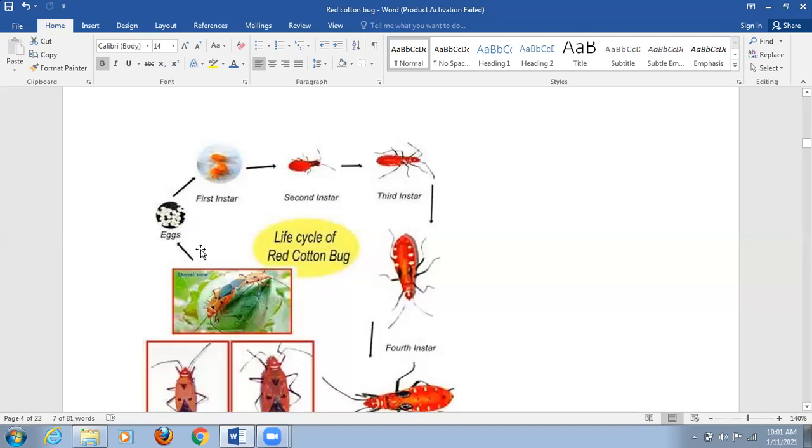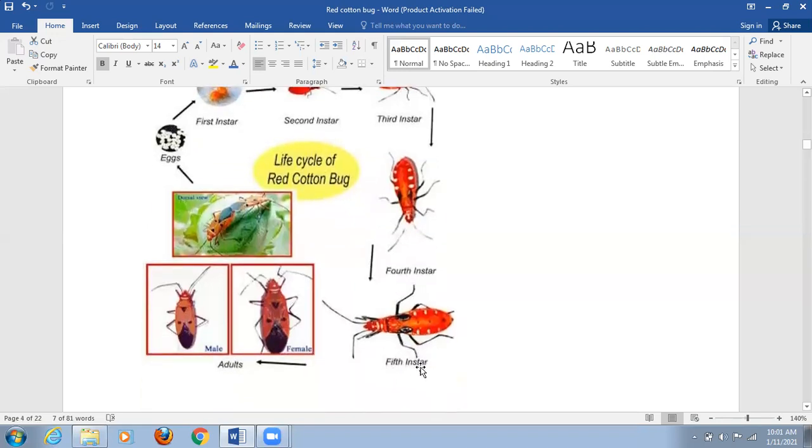So after 7 days of incubation of the eggs, during the moist weather, eggs hatch and produce a 1 mm long colored nymph. These nymphs look like adults except in size and wings. Wings are absent. Here is the first instar, second instar and third instar, and here there is a fourth instar and fifth instar.